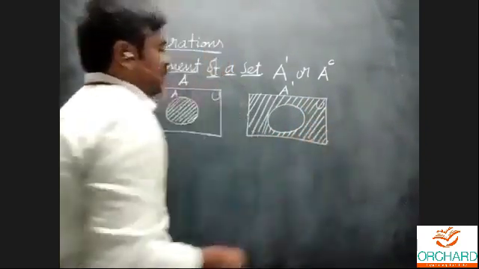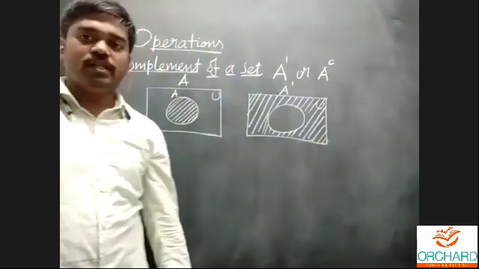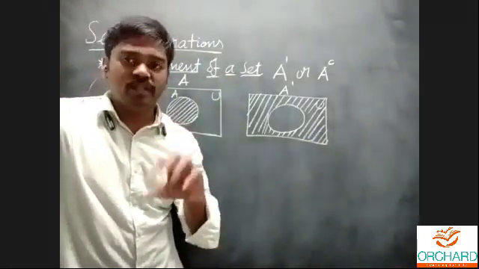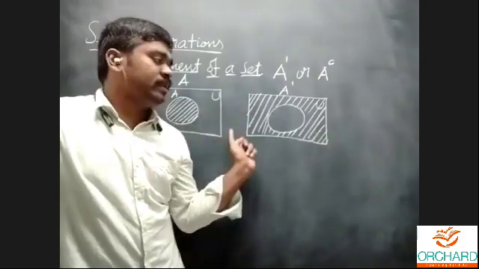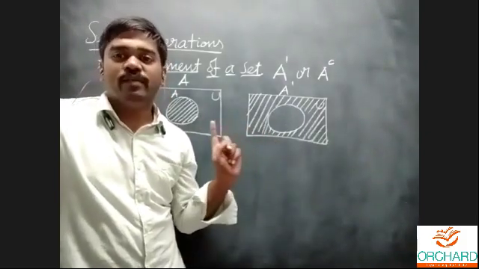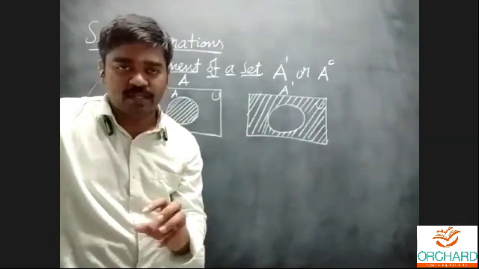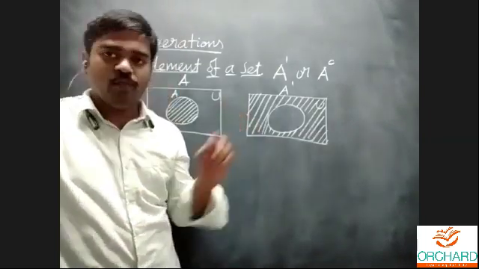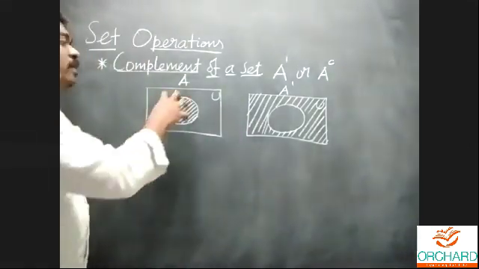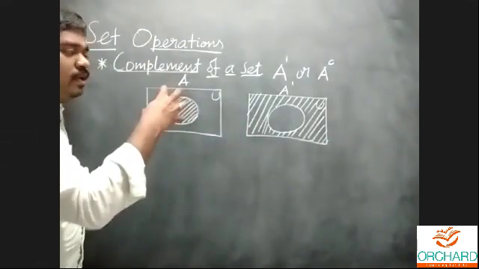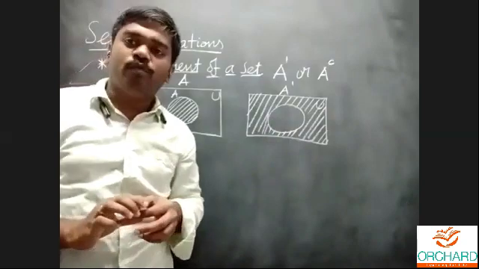What does A dash mean? Complement of a set A. You can compare with the universal set to remove the elements of the given set. Here the given set is A. Simply you can remove the set A from the universal set.